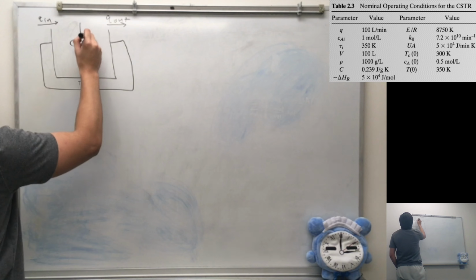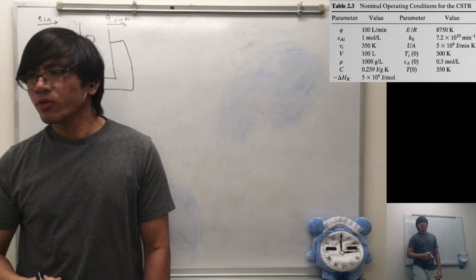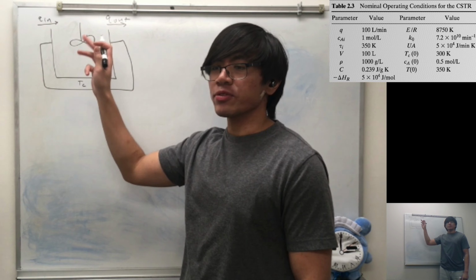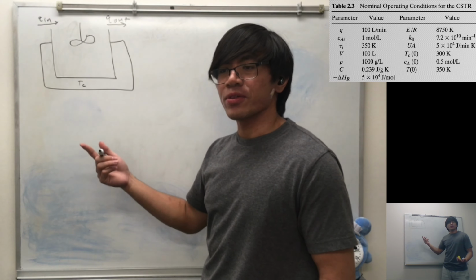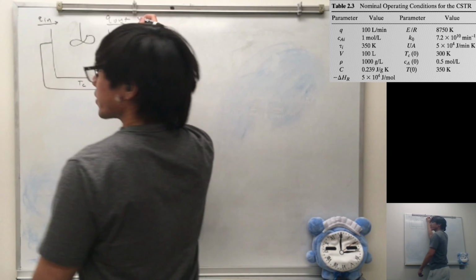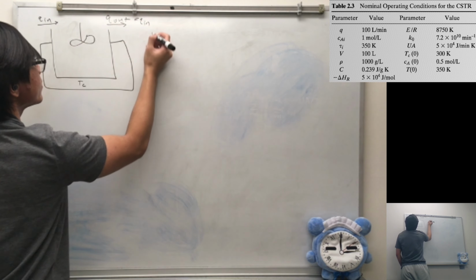And I believe the term is used for an overflow reactor, in which case we assume that the Q in equals the Q out because there's no other way for the liquid to escape. So in this, we're saying the Q in is equal to the Q out.